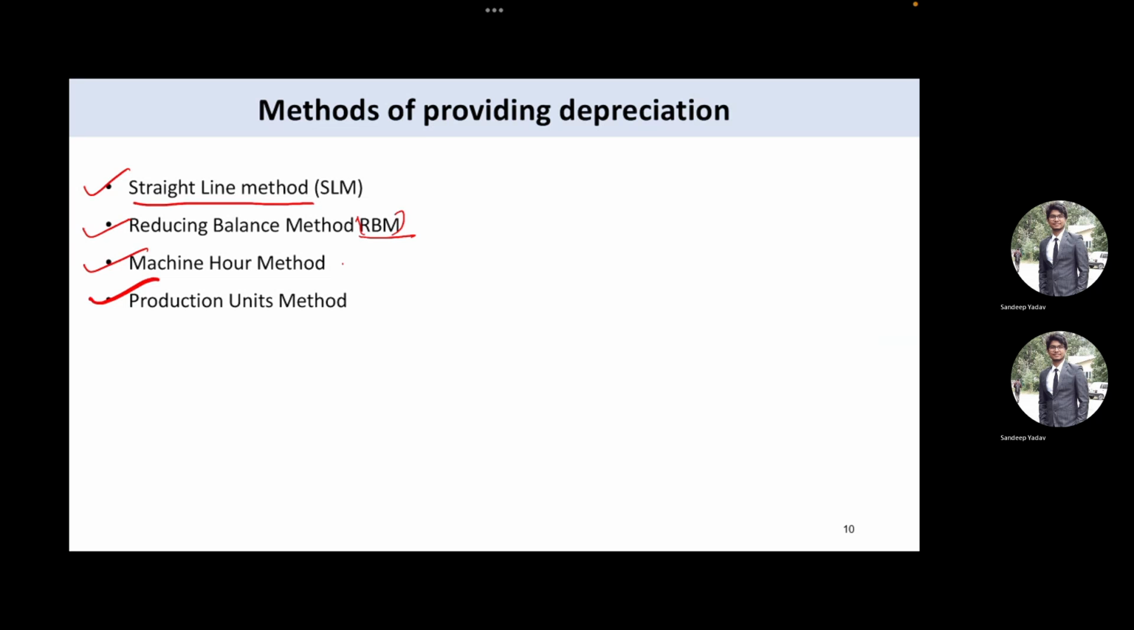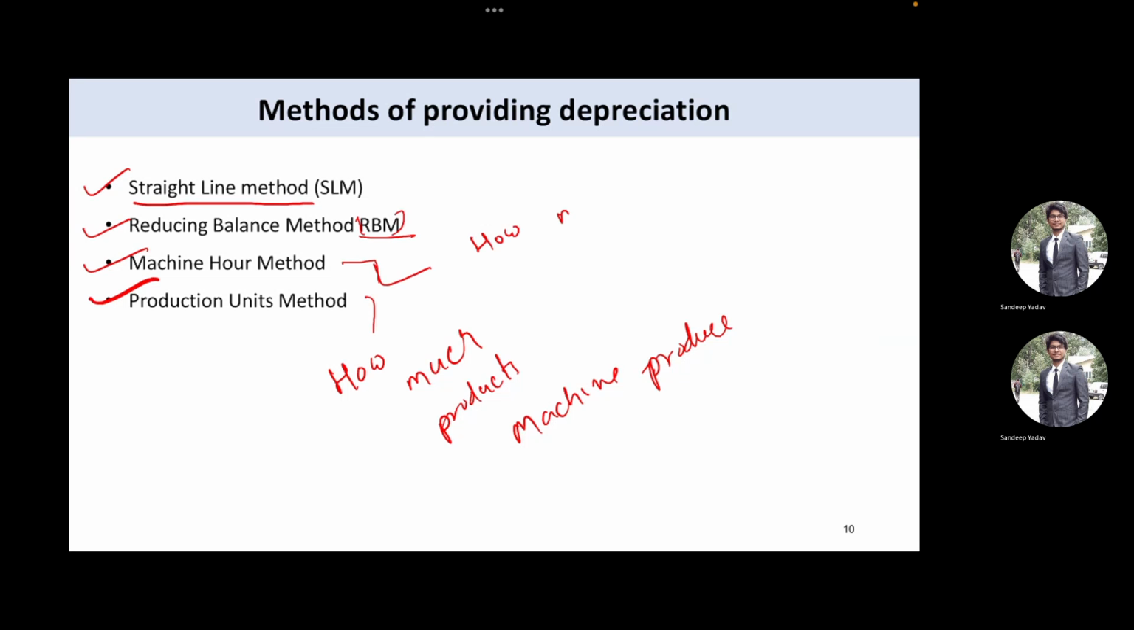Here, in a similar manner, we look at how many products the machine has produced, and in the machine hour method, how much time the machine ran.